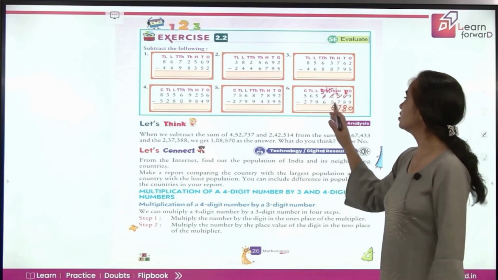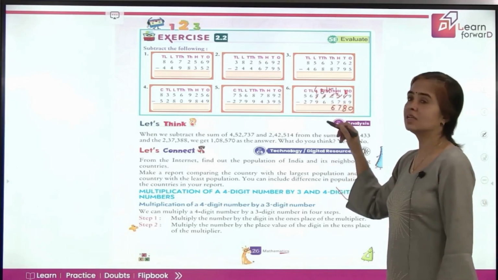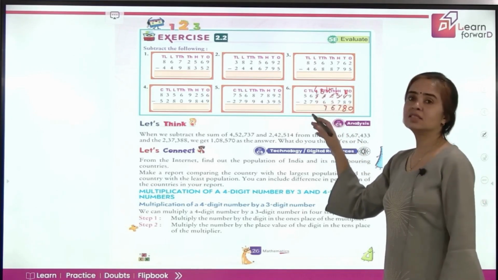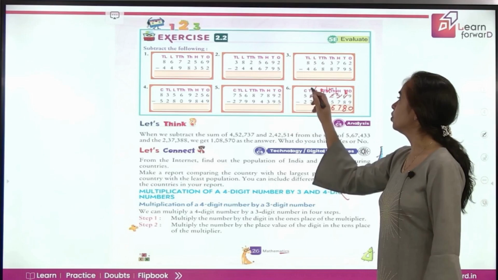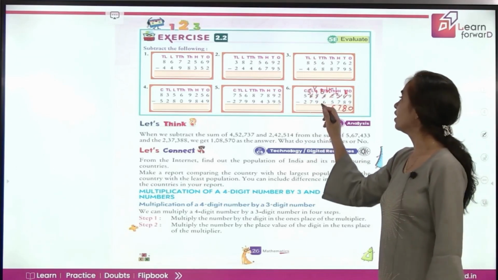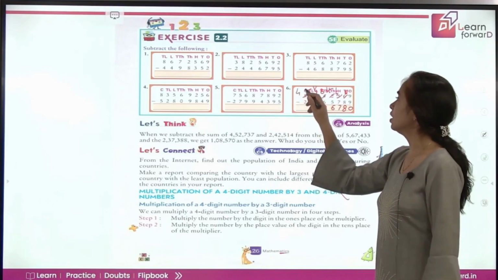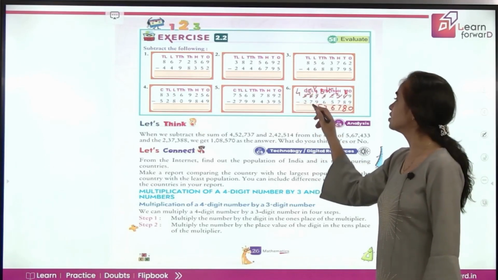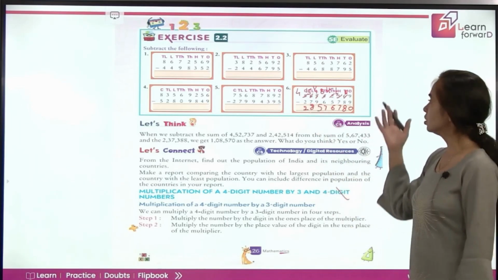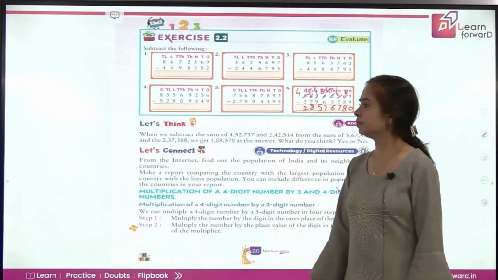Again 3 minus 6 is not possible. So let's borrow. 13 minus 6 is 7. 4 minus 9 again not possible. Let's borrow again. So 14 minus 9 is 5. 5 minus 7 again not possible. Let's borrow again. So 15 minus 7 is 8 and 4 minus 2 is 2. That's it. So this is how you'll be subtracting all the other given numbers.